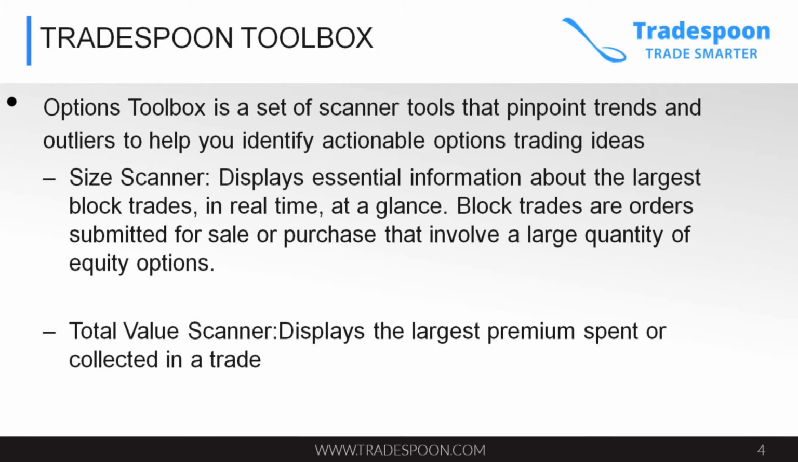The other tool we have is the size scanner. It displays information about the largest block trades in real time at a glance. Block trades are orders submitted for sale or purchase that involve a large quantity of equity options. And the total value scanner displays the largest premium spent or collected on a trade. So at Tradespoon, we developed 4 different scanners that you can use to see spikes in implied volatility or unusual activity in specific strike prices for a specific expiration date.